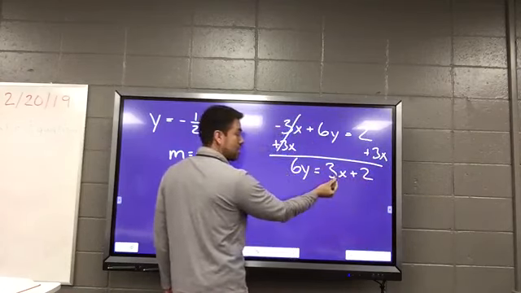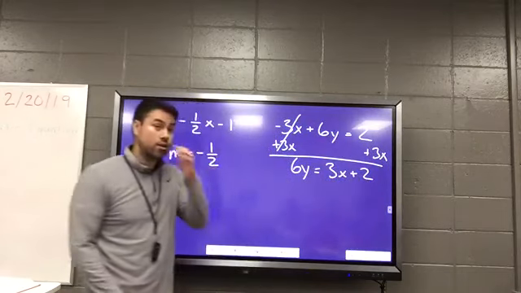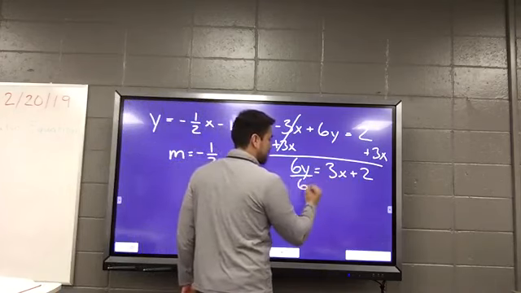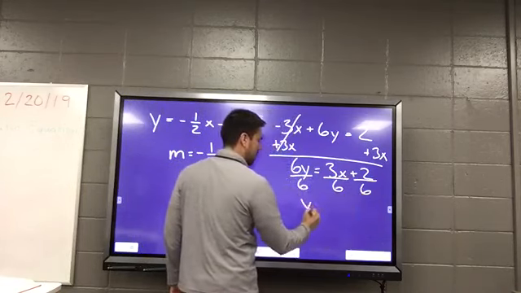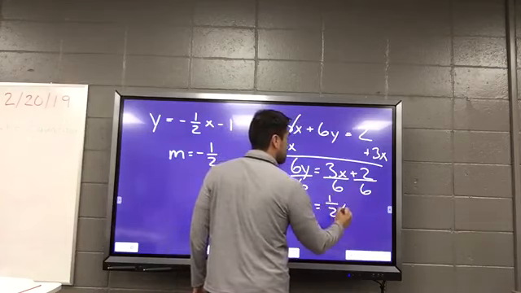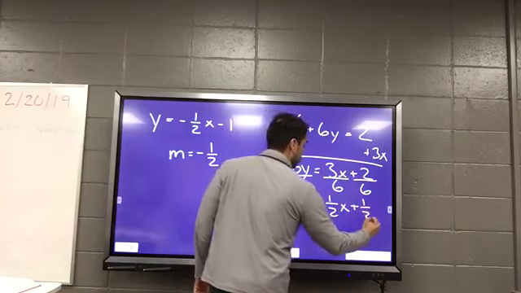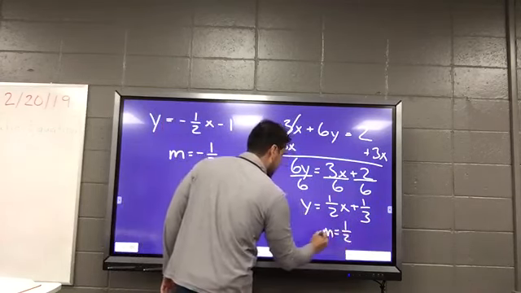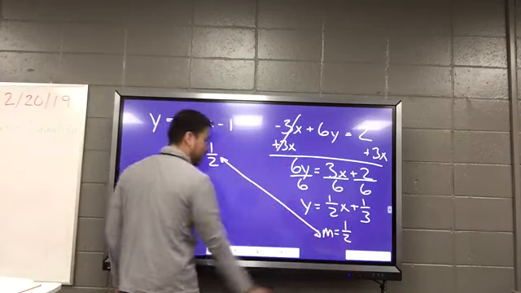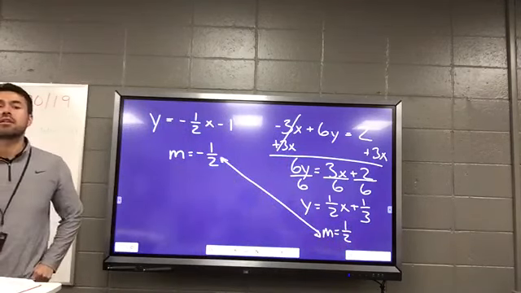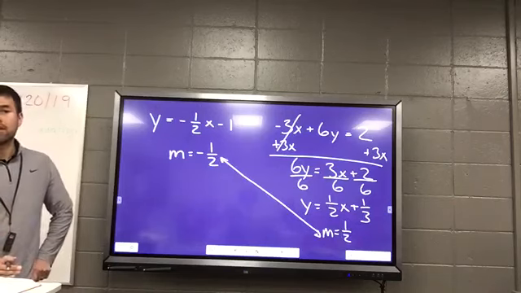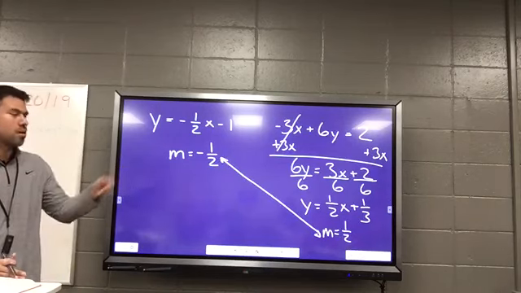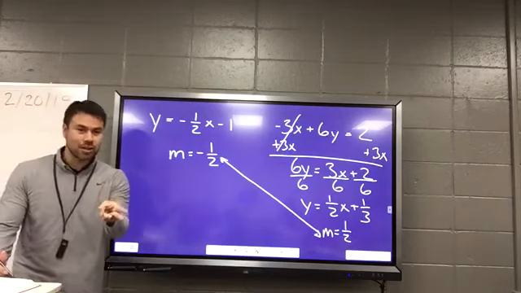Remember, I want to write the x term, then the constant. Then what do I do to finish this off because it's not slope-intercept, Gracie? You divide everything by 6, and then you get y equals 1/2x plus 1/3. What's the slope down here, guys? 1/2. Nice. Compare the two. Are they the same exact slope? No, they're not parallel. Are they negative reciprocals of each other? They're not perpendicular either, so what do you put?